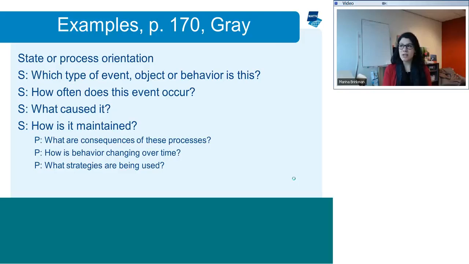Recall what a process is. When we talk about processes, we always talk about inputs and outputs, and we talk about resources needed in order to process those inputs into outputs. So what are the consequences of processes refers to the output. How is behavior changing over time refers to what is actually happening over time. What strategies can be used to develop, or are used to develop, such behavior is more on the input side.